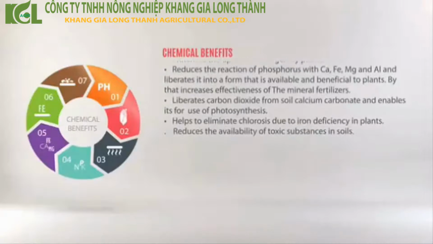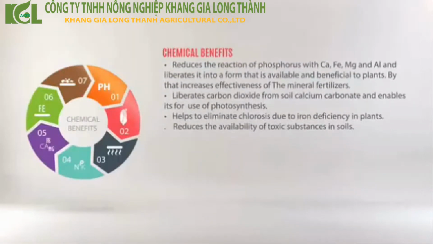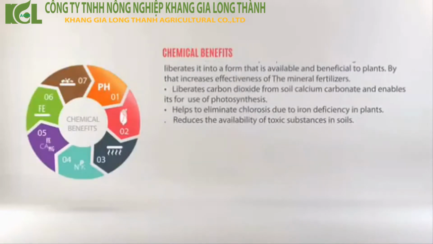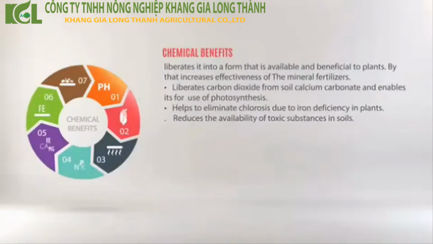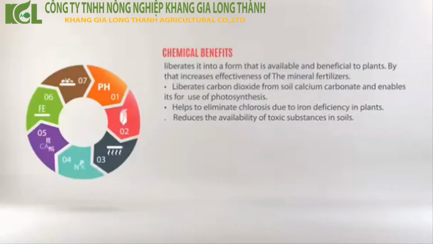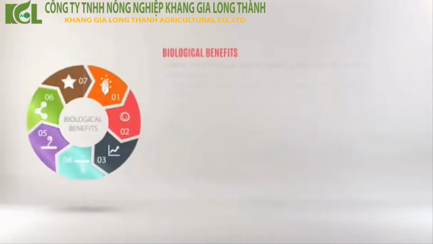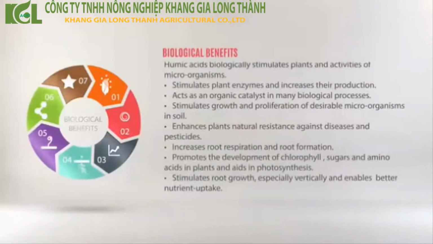Liberates carbon dioxide from soil calcium carbonate and enables it for use of photosynthesis. Helps to eliminate chlorosis due to iron deficiency in plants. Reduces the availability of toxic substances in soils. Biological benefits. Humic acids biologically stimulate plants and activities of microorganisms.